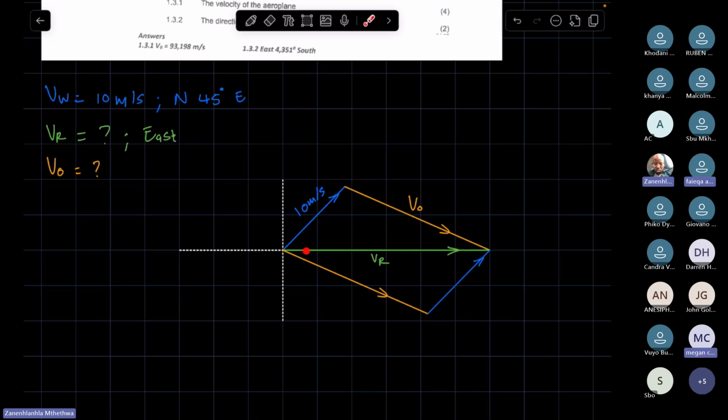Yes, sir. Meaning that since we've established that VO is going in this direction, hence in the 4th quadrant, it means we would need to get this angle, right? Do you see that? It seems like I'm speaking to one person. If you don't see it, just say so I can explain.